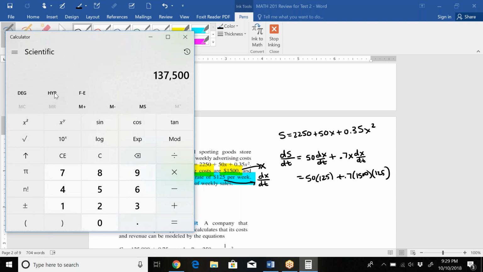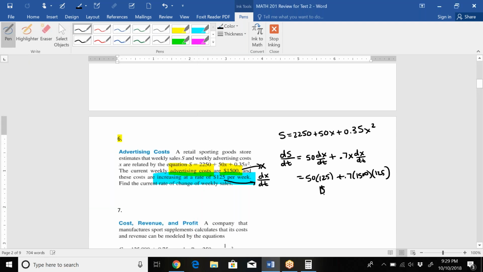So we need to write that out using our units. And hang on just a second. I am making sure my pen's good. So 137,500, and that would be our weekly sales. So per week, sales per week, if we want to be very specific. In sales, there we go.